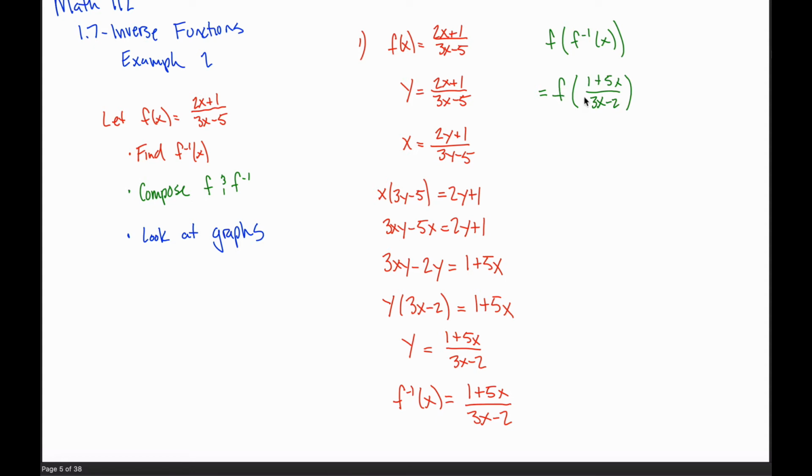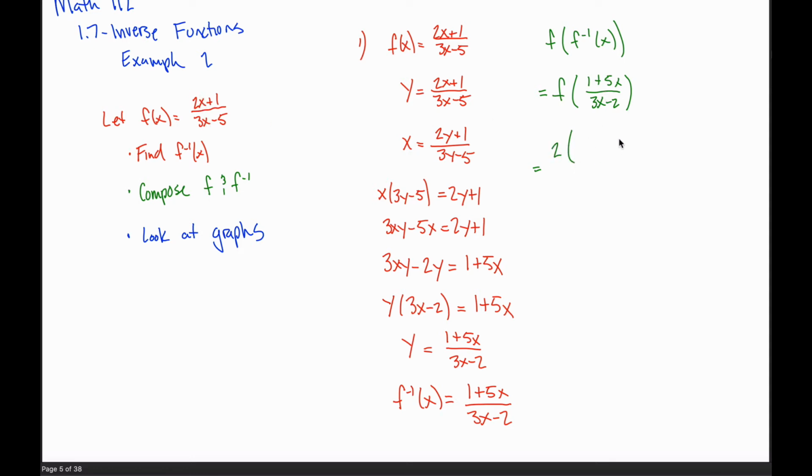So what I now have is f of 1 plus 5x divided by 3x minus 2. And since I know what f of x is, namely this thing over here, I can take this expression and put it into f of x by copying what I see here, except replacing all of the x's with what's inside these parentheses.